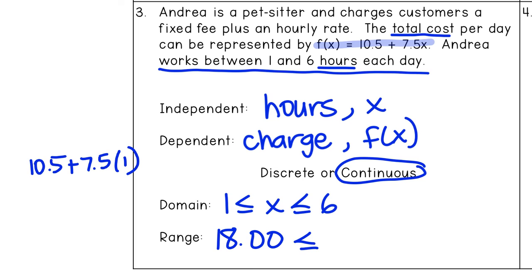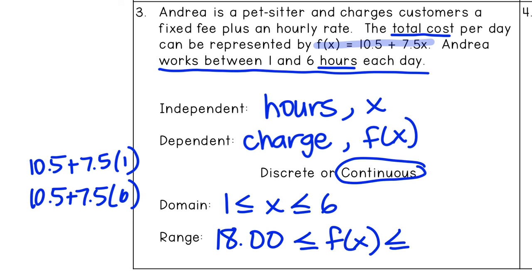$18 is less than or equal to f of x, less than or equal to, now what's going to happen if I plug in 6, if she stays for 6 hours? When I plug this in, I get 55.5, but again, it's money, so we're going to say $55.50. So that's our domain and range of this situation.